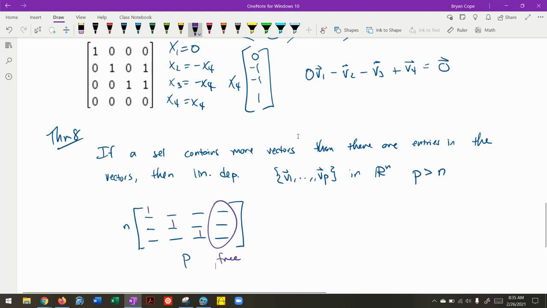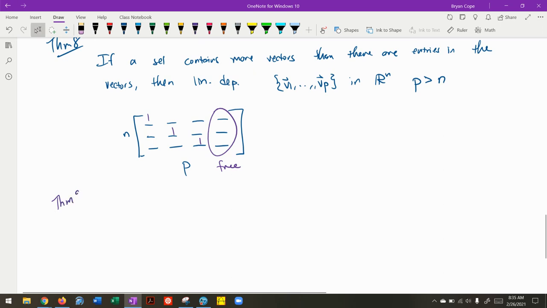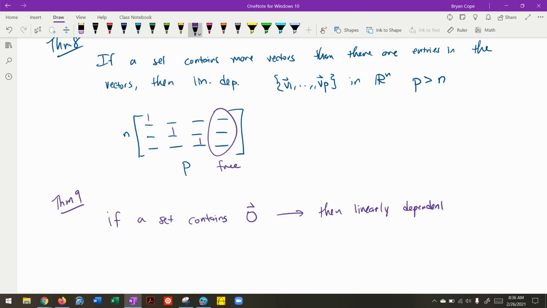And finally, Theorem 9 is something that we've already stated. Theorem 9 says that any set with the 0 vector is linearly independent. Sorry, I said that wrong. Any set with the 0 vector is linearly dependent. So we say if a set contains the 0 vector, and this is an if and only if, right? No, it's not actually an if and only if. If a set contains the 0 vector, then it is linearly dependent. And we reasoned through that earlier in the lesson.